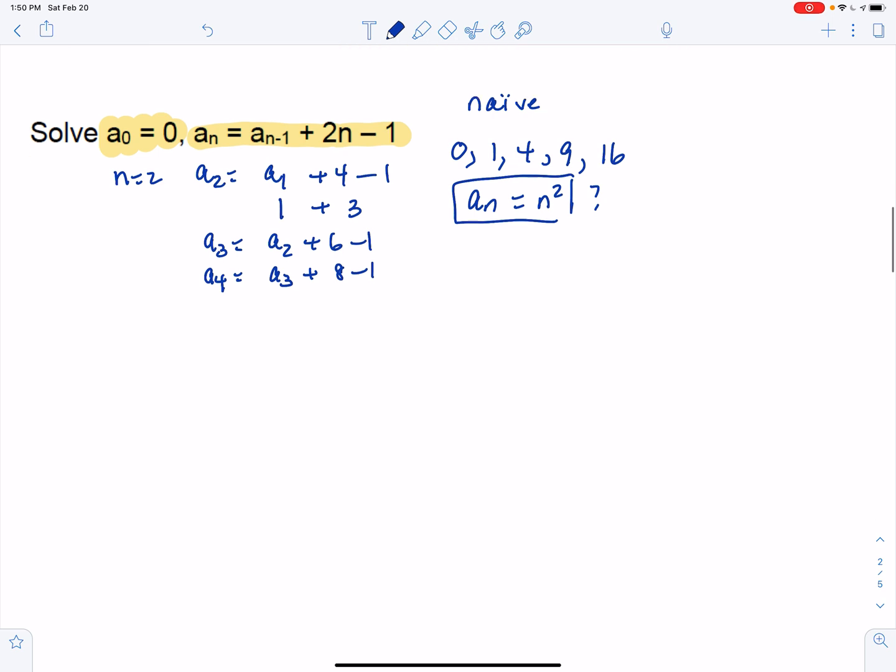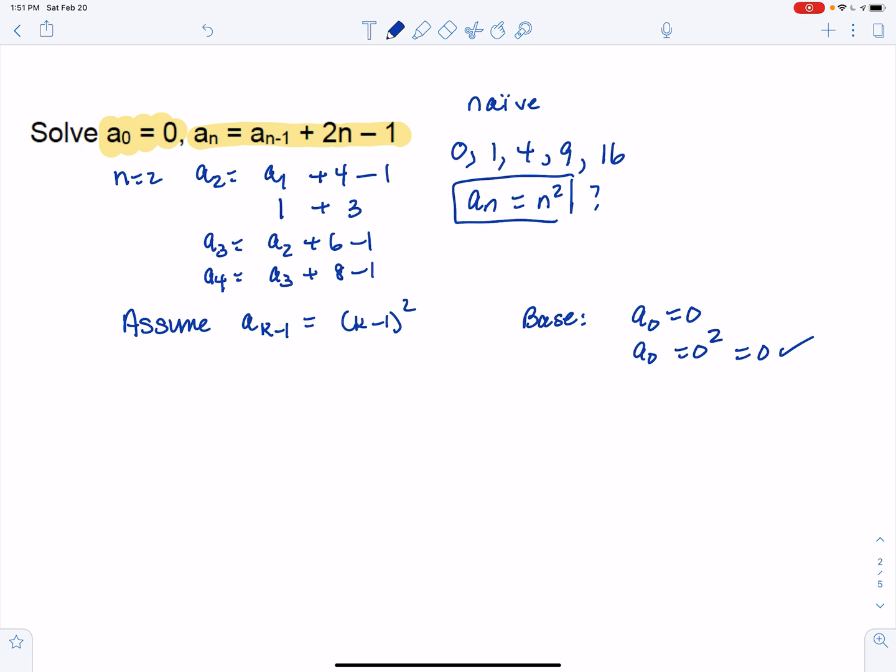So we're going to assume that a sub k minus 1 is equal to k minus 1 squared. Now, why am I going k minus 1? I want to show that the k minus first term plugged into this sequence gives me the kth term, okay? So we're kind of starting one step back. And remember, our base case, we know that a sub 0 is equal to 0 by definition, and we know that a sub 0 by formula is 0 squared, which is 0. So there's our base case.